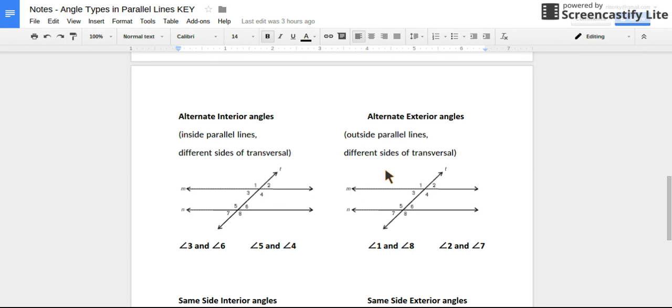Alternate exterior angles would be angles that are exterior or outside, but also on alternate or different sides of the transversal. So for example, 1 and 8 are outside the parallel lines, but they're on different or alternate sides of the transversal. So they're called alternate exterior angles. The other pair would be angles 2 and 7, outside the parallel lines, but on different sides of this transversal.